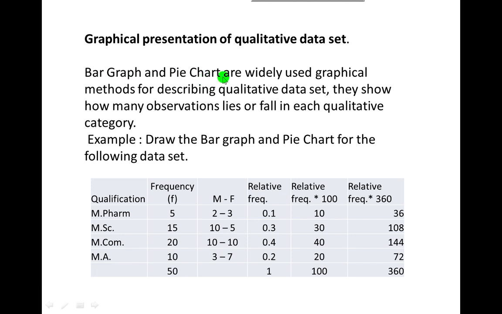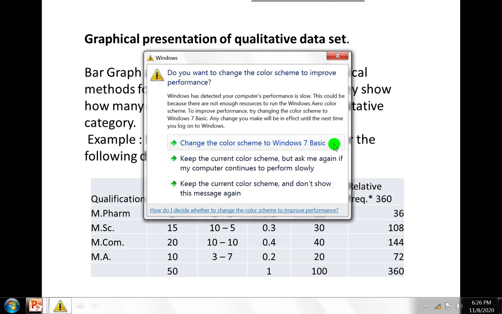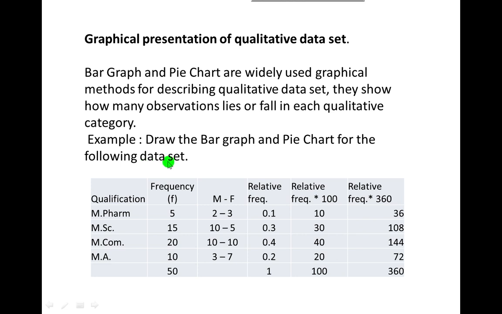Bar graph and pie chart are widely used graphical methods for describing qualitative data set. This is the important thing. They show how many observations lie or fall in each qualitative category. How many observations means frequency. For example, this is the data of a qualitative variable. Draw the bar graph and pie chart for the following data set.